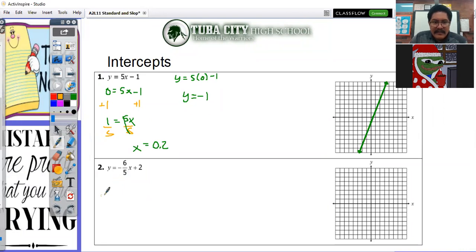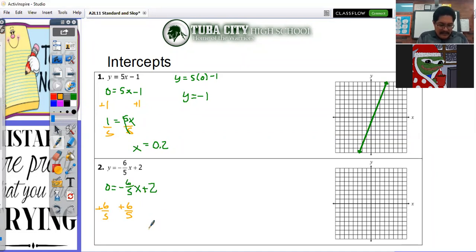And for this one here, I'm going to do the same thing. So y will equal 0. 0 equals negative 6/5 x plus 2. Now in this case, since this x is negative, I think it'd be easier to add 6/5 to both sides.